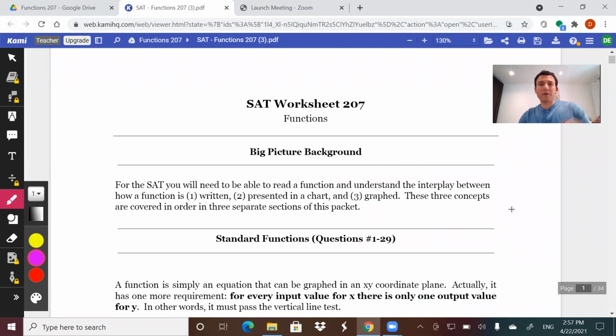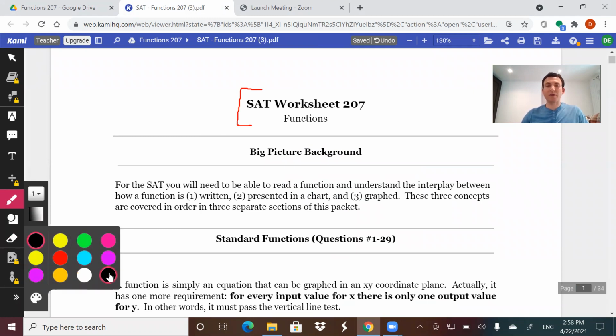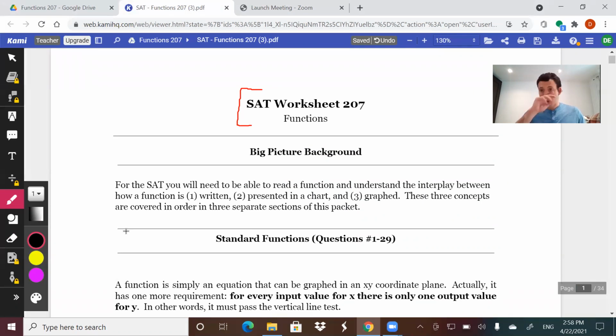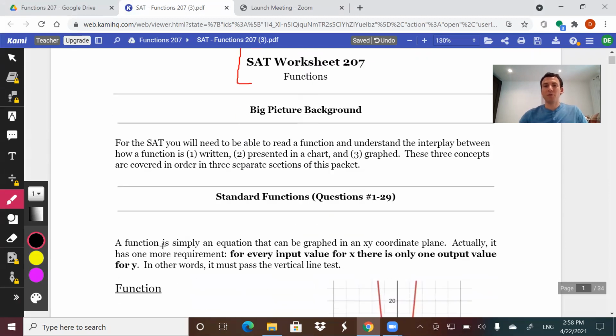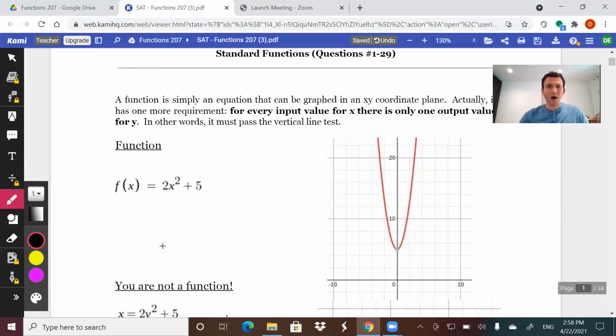This is SAT Worksheet 207, functions. Without a doubt, the SAT likes a good function. There are three ways in which the SAT wants you to understand functions, hence there are also three sections in this packet. We'll look at all three ways, explain what the test expects you to know, and then work through some problems. So with no further ado, let's get right into it.